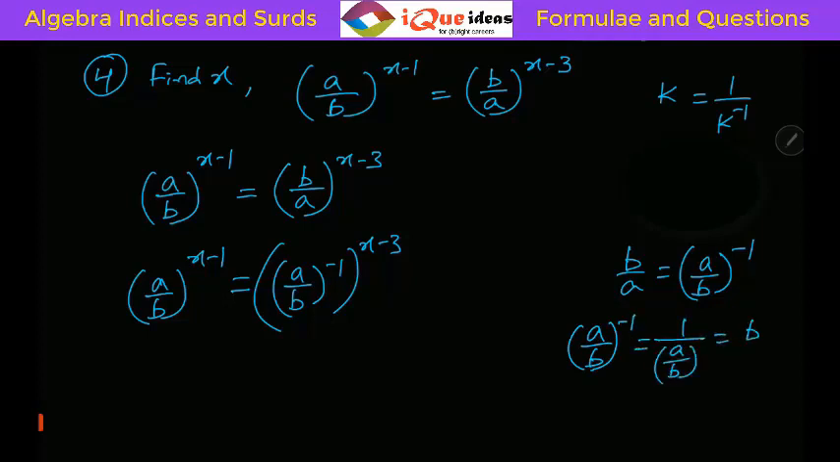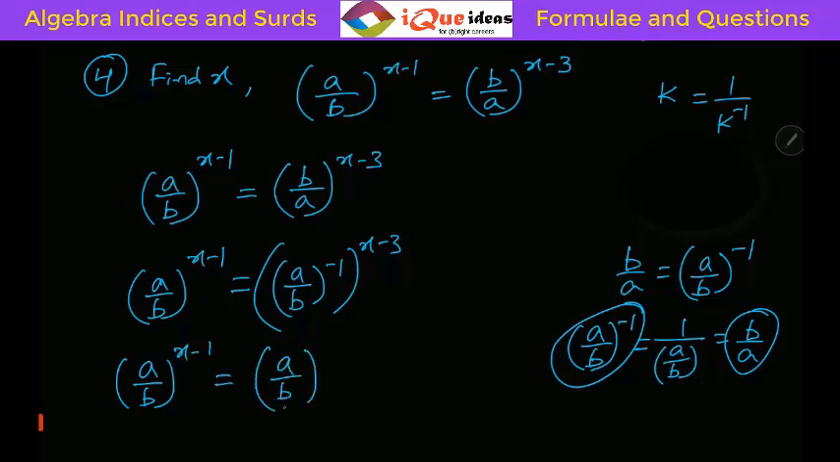Hence it is equal to b by a. So b by a can be replaced as a by b raised to minus 1. So we have (a by b) to the power x minus 1 equal to (a by b) raised to the power, now see, the powers will get multiplied, minus 1 into x minus 3. Now you can see the bases are same, a by b and a by b, so the powers can be equated.